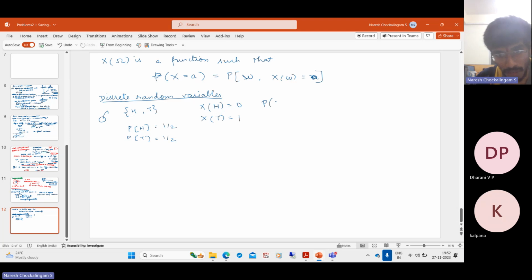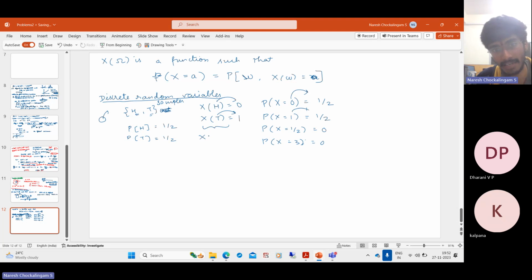And we know now what is P of X equal to 0? It is half. P of X equal to 1 is another half. What is P of X equal to half? It is 0. P of X equal to 3 or any other number, it is 0. So this is a discrete random variable. Sorry, this is the sample space. The elements of the sample space are the outcomes. Corresponding to every outcome, I'm assigning a real number, and corresponding to every real number, I'm assigning a probability. Therefore, X defined such that X of H equal to 0 and X of T equal to 1 is a random variable.